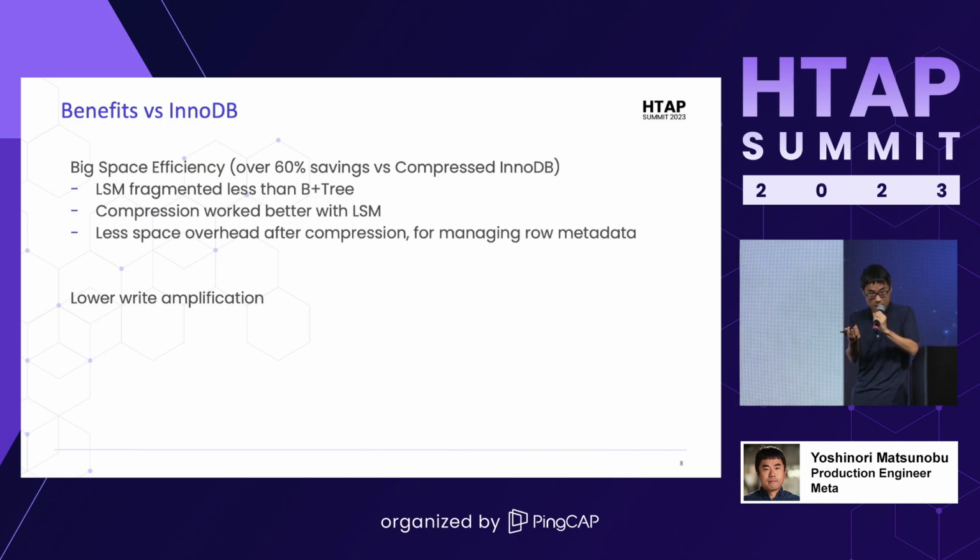RocksDB's default file placement is called leveled, and with leveled, the default space overhead is only 11%. So it's much less overhead compared to B-tree. And I mentioned that LSM-tree RocksDB natively supports compression, and it works much better compared to B-tree. By combining these, it saves more.